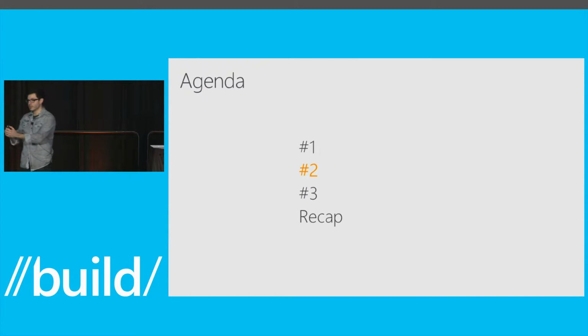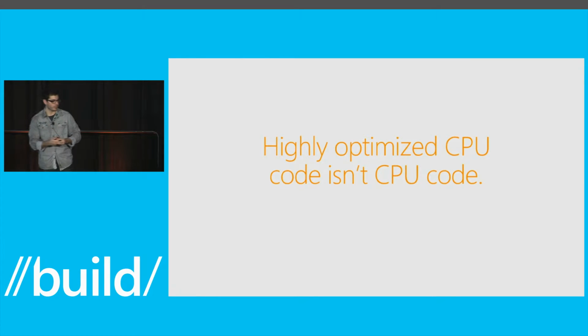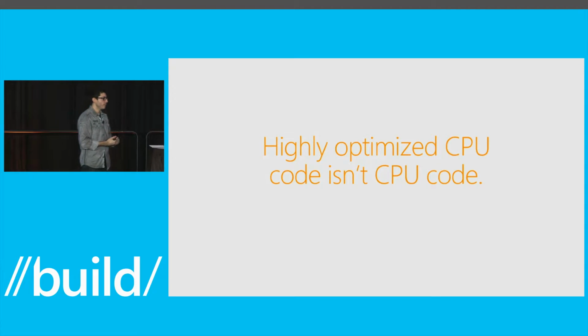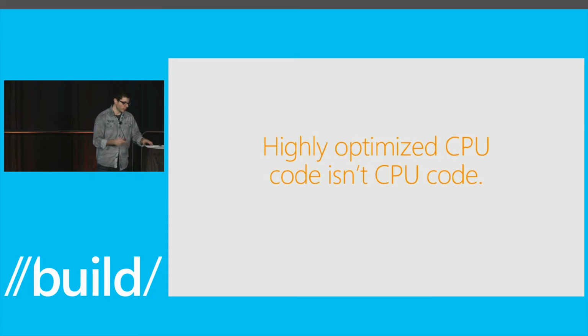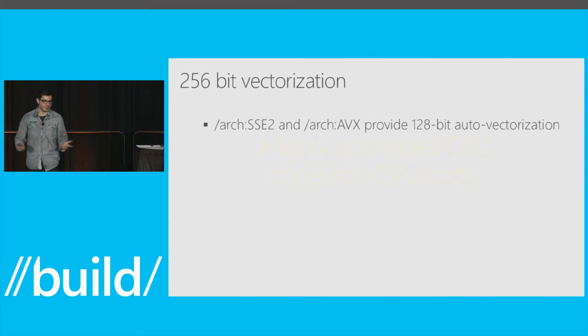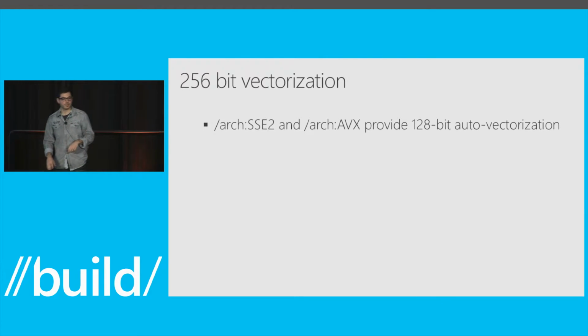Okay. Item number 2 is a statement about performance. I think it is a bold statement about performance, and here it is. Highly optimized CPU code isn't CPU code. If you have seen my past talk at last year's Build conference, you'll have an idea of what I'm getting at with this. But I want to tell a little technical story before getting back to this statement. Highly optimized CPU code isn't CPU code. Okay, so before getting to that, we have to talk a little bit about vectorization.